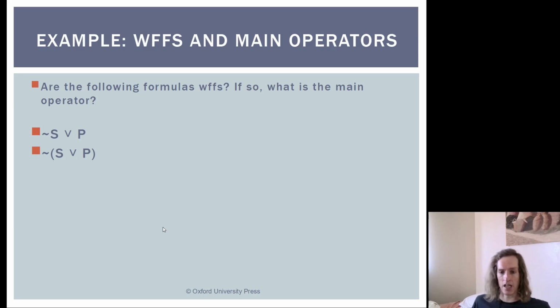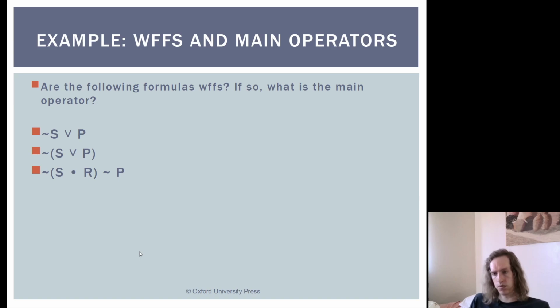And we know that the negation of a well-formed formula, in this case, the well-formed formula is S or P, is itself a well-formed formula. So this instance is also a well-formed formula, and the major operator is the negation. So this is a negation. All right.